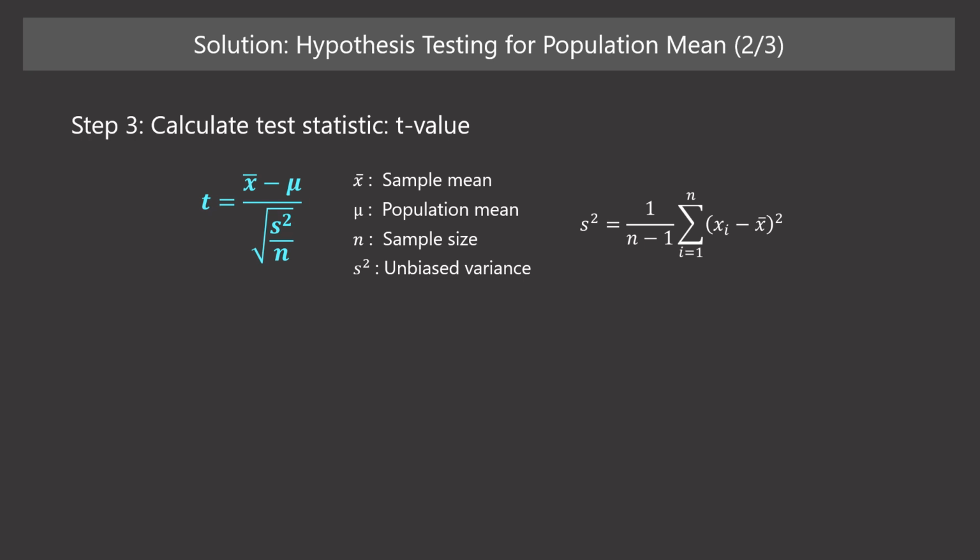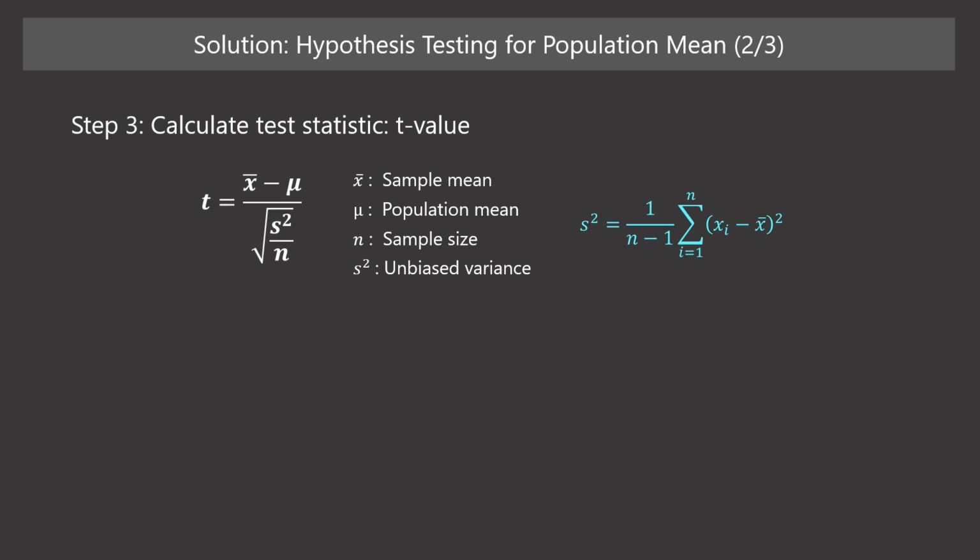X bar is the sample mean. Mu is the population mean. Small n is the sample size. Small s squared is an unbiased variance, which is an estimated value of the population variance. As the formula suggests, a t-value quantifies the difference between the sample mean and the population mean.